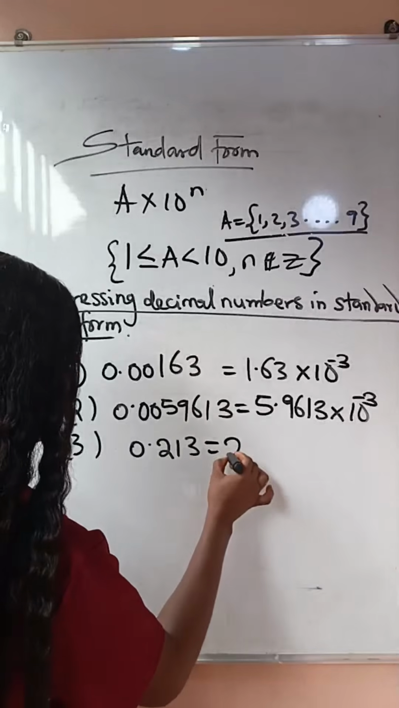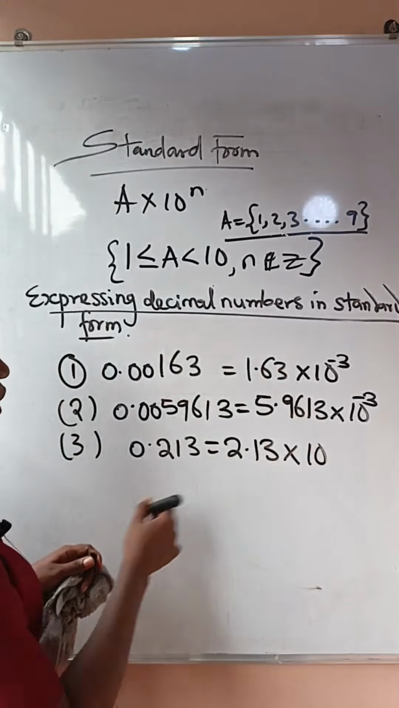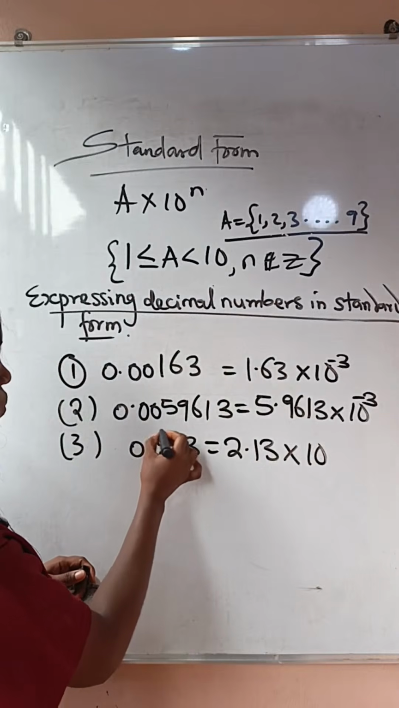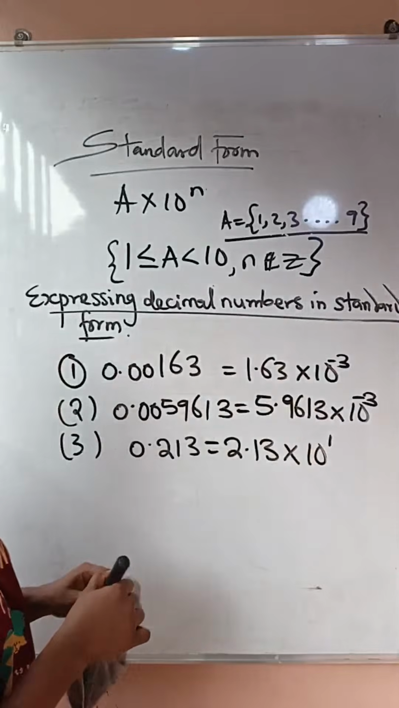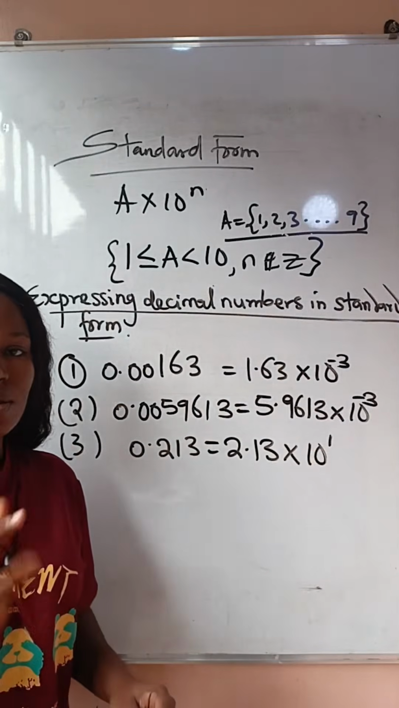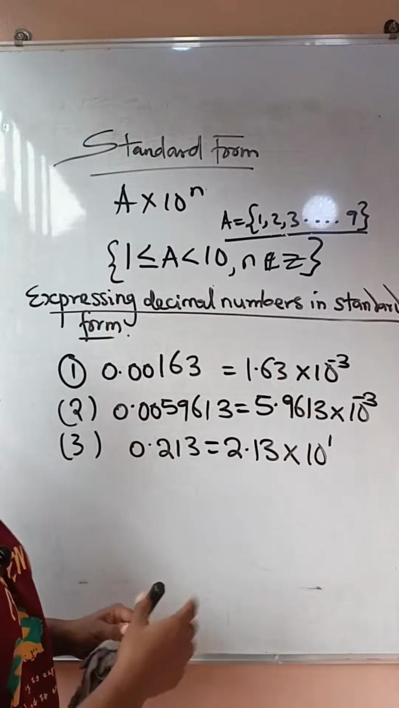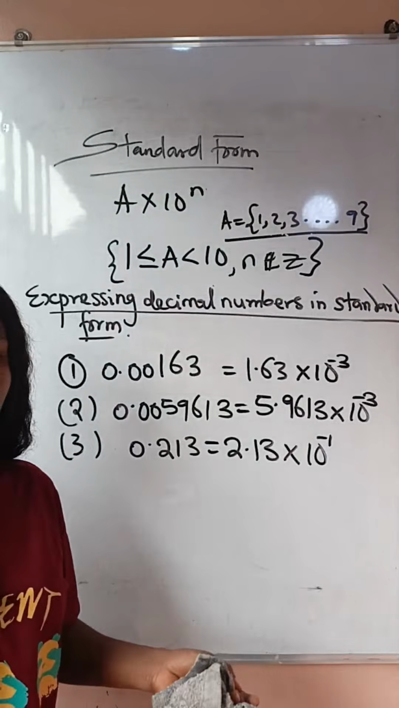So we have 2.13 times 10 to the power of. Because we shifted our decimal point once to get to 2.13, it will be raised to the power of 1. Now, we shifted the decimal point to the right, so it's going to be negative 1. And that is it. Basically that.